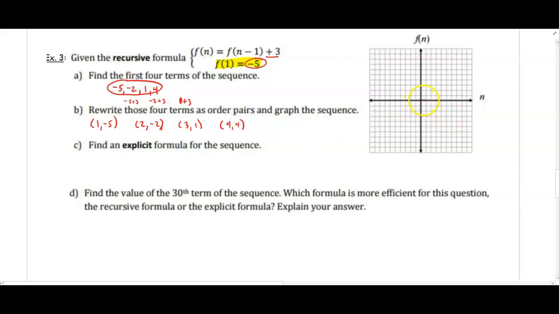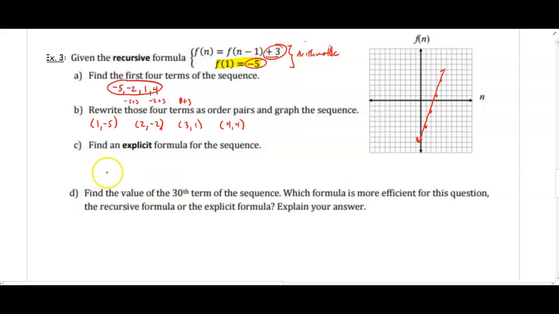And right away when I go ahead and graph these ordered pairs, (1, -5), (2, -2), (3, 1), and (4, 4), if you look at them, they form a straight line. And I know it's arithmetic because I'm adding to the previous term each time.